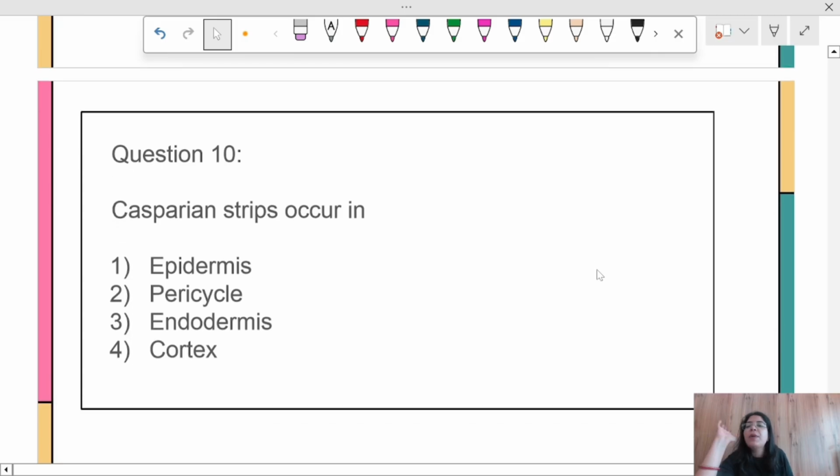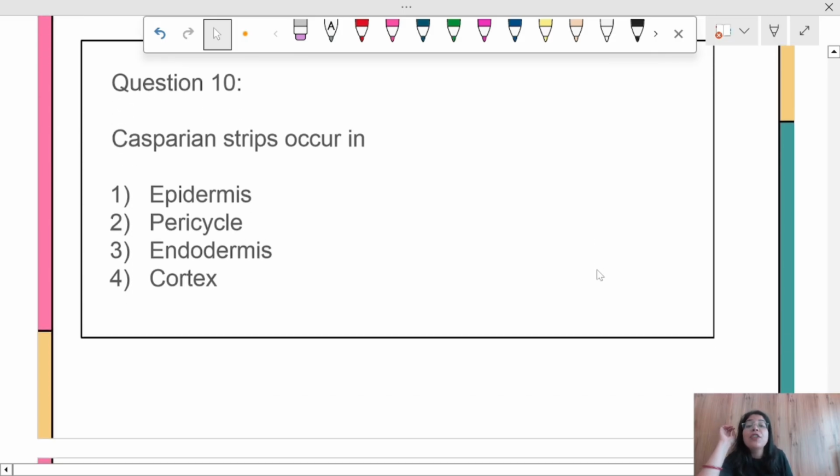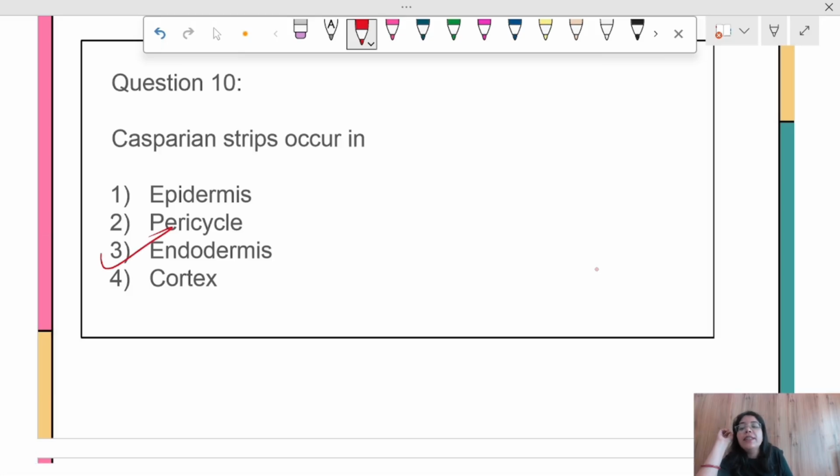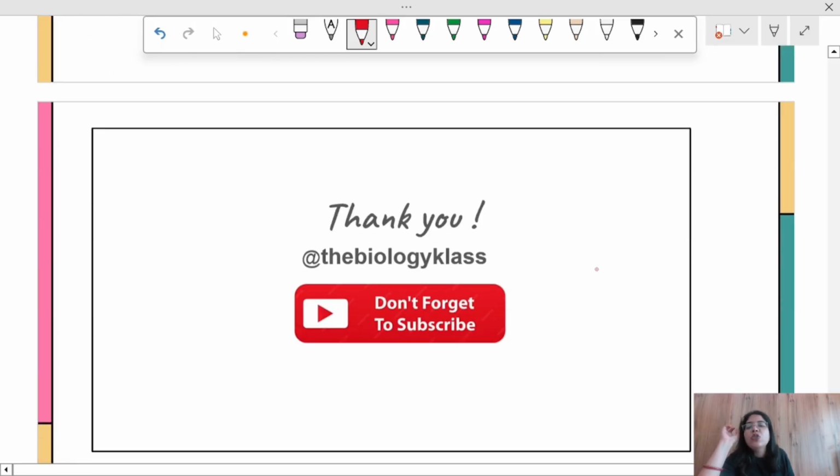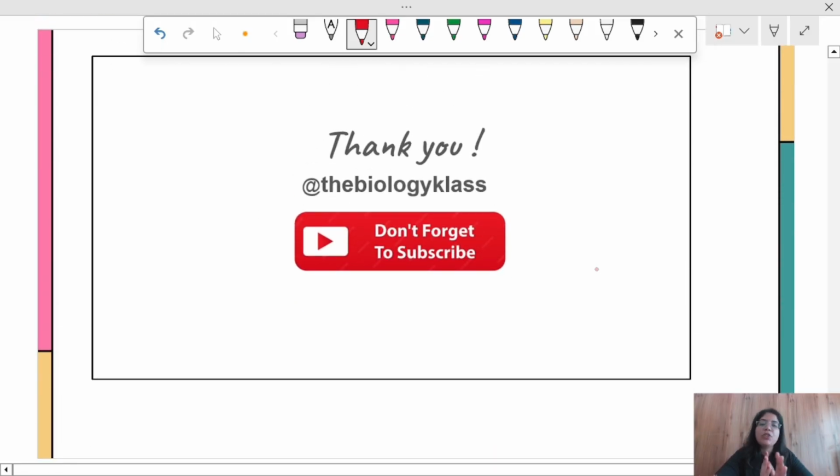Okay. Casparian strips. Casparian strips are there in which of the following sections? Like in which of the following layers? It is there in the endodermis. Okay, so these were our 10 questions which we needed to discuss. I hope you have understood.